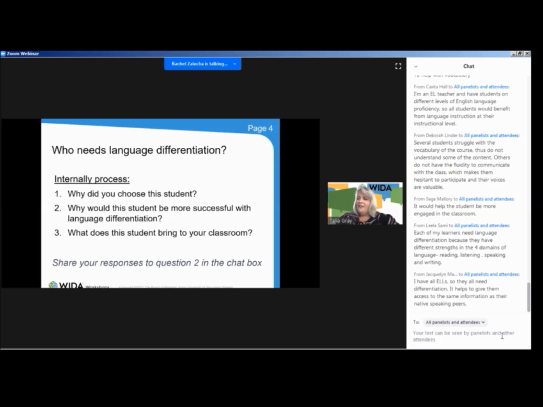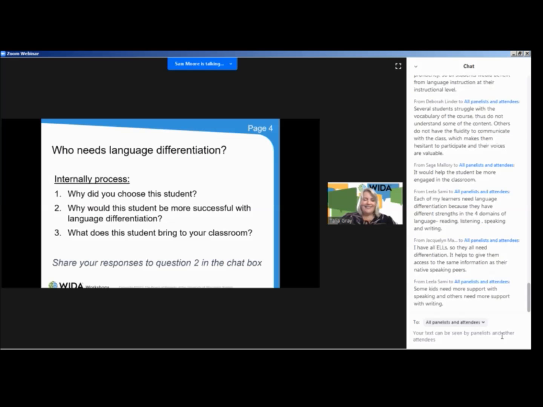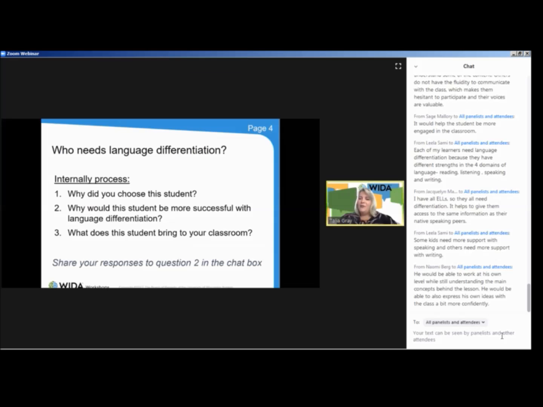Everybody's got different acronyms and different ways of referring to the same thing. I've never heard the term SLIFE before. Yes, SLIFE, and then some people use SIFE or SLIFE. Thank you, Rachel, so much for sharing that with us.